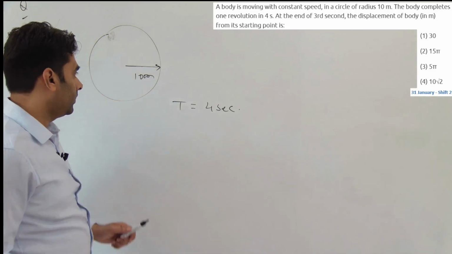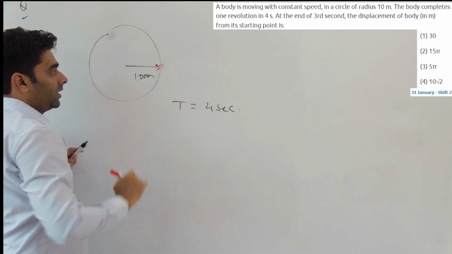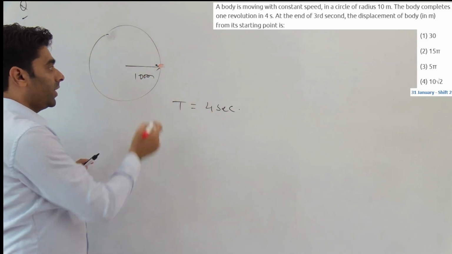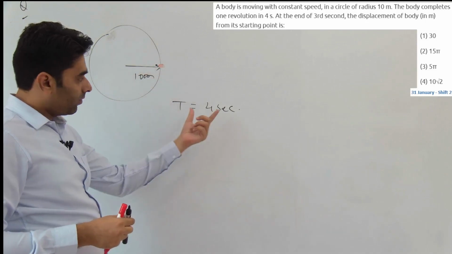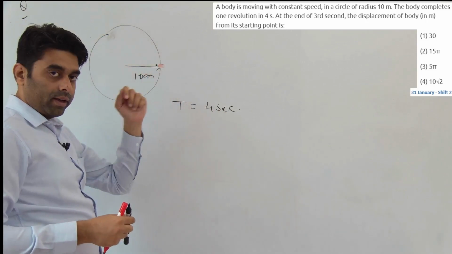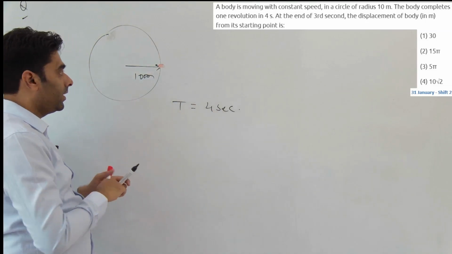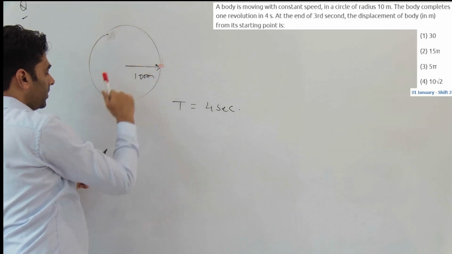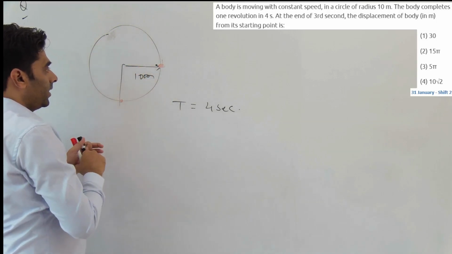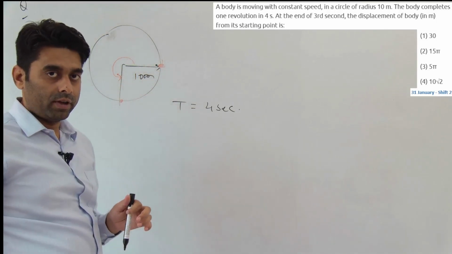Okay, so what we can say is, at the end of third second, let's say that the particle starts from here. Total in 4 seconds, it will complete one round. So from this we can understand total is 4 seconds. That means in 1 second it will complete 90 degree angular displacement, and at the end of third second the angular displacement will be 270 degree. That means basically it will cover this distance. I hope this point is clear.